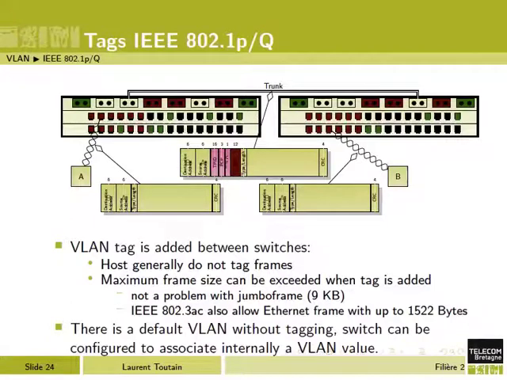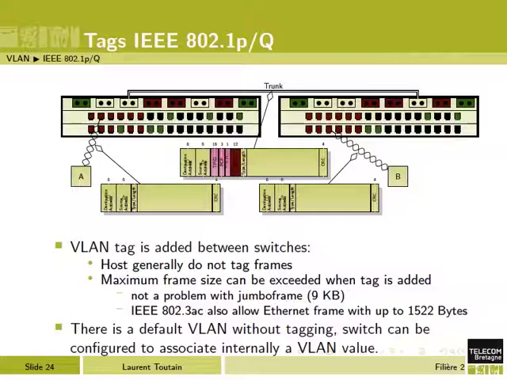only to B. So this way you isolate the traffic, because it's not possible to directly, at layer 2, reach a device that is connected to the green VLAN. If you want to do that, then you need a routing process somewhere that will enable you to forward the packet from the red VLAN to the green VLAN.